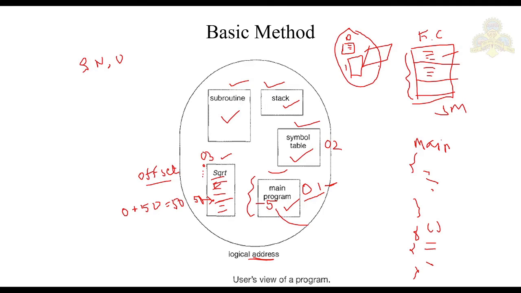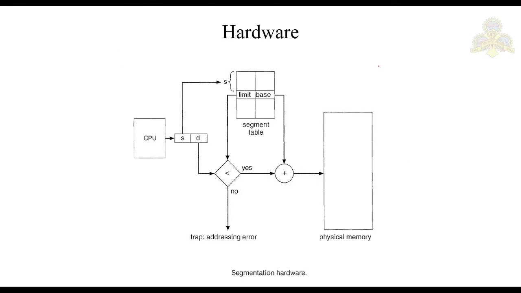Now we will see the segmentation hardware. Whenever the CPU generates the logical address, it is divided into two parts. One is your segment number and another one is your offset or the displacement. In paging, whenever the CPU generated a logical address, it was also divided into two parts: the page number and the offset. Here, instead of the page number we have the segment number. Now the next step is that this segment number is given as an input to the segment table.